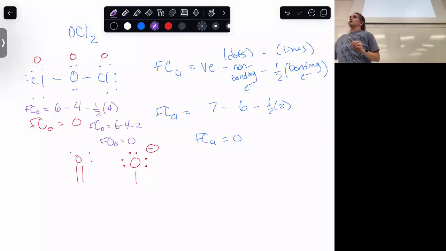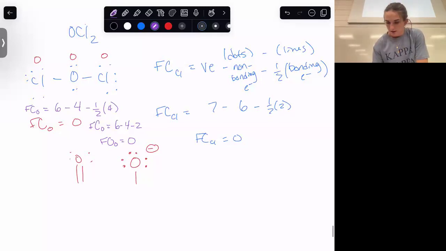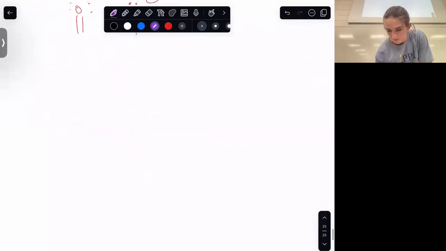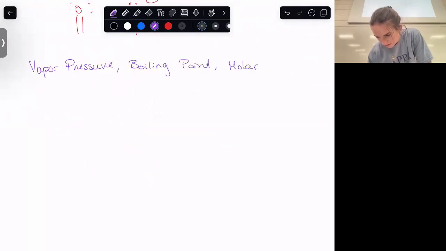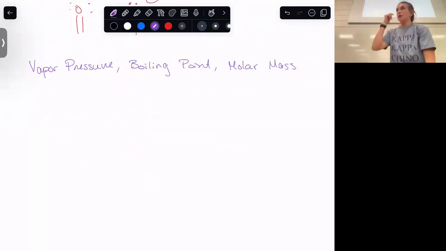What other questions? Can you go over the relationship between vapor pressure, boiling point, and molar mass? Absolutely. When we talk about vapor pressure, boiling point, and molar mass, what's one thing that ties all 3 of these concepts together? IMFs, right?